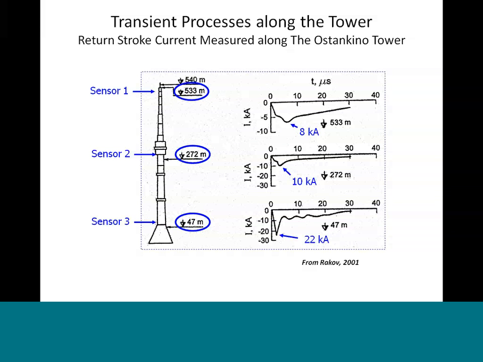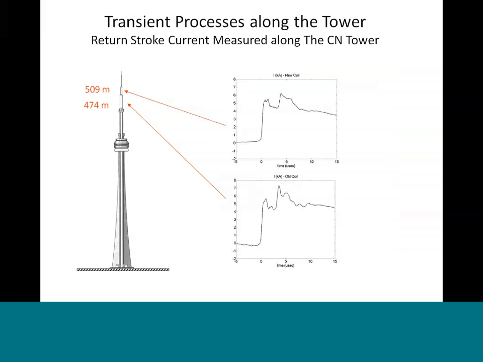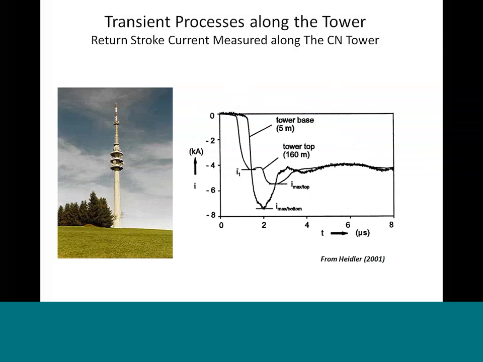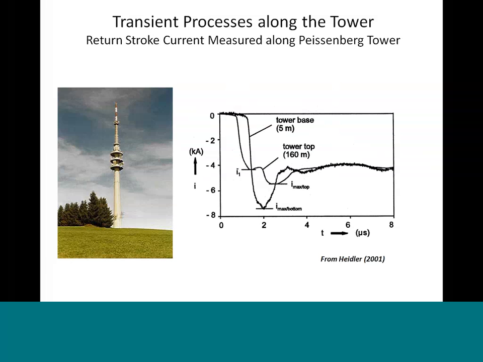Another measurement is here, from the Toronto CN Tower. We have two measurements set up at 509 meters and 474 meters. You see the waveforms of the two currents. Here we see the reflection considerably compared to the previous one that I have shown, and this is again the ground reflection. Another current waveform is the return stroke current measured along the Peissenberg Tower in Germany, and you see again the almost doubling of the current measured at the tower bottom compared to the tower top.